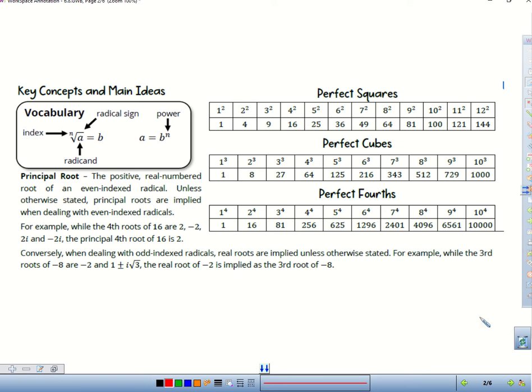So if there's no index, you assume it's 2. If there's anything else, you need a pencil. They're right behind you, a whole cup of them. Oh, there's not one in there? Here you go.